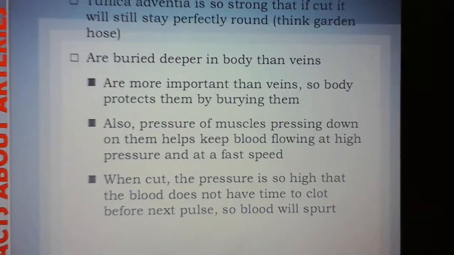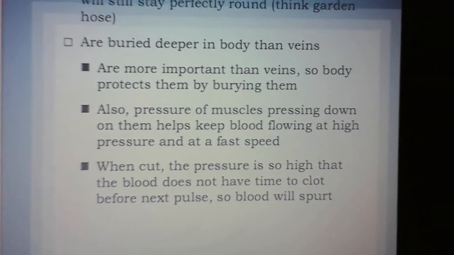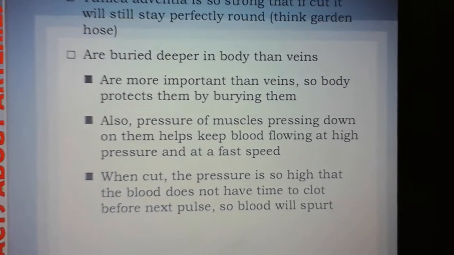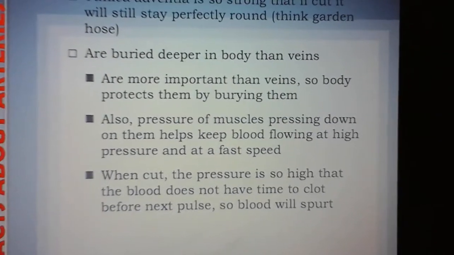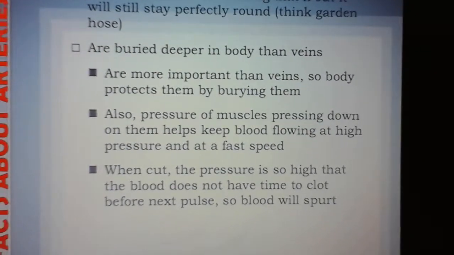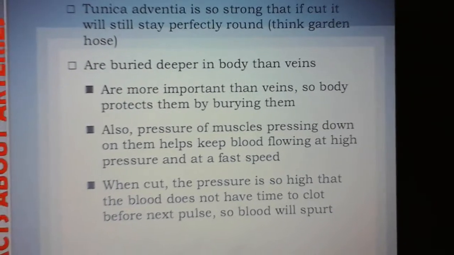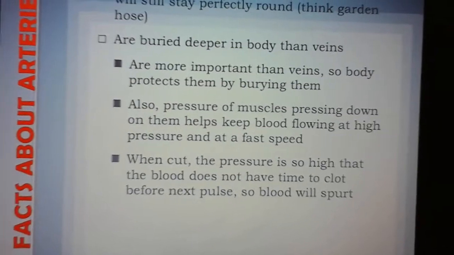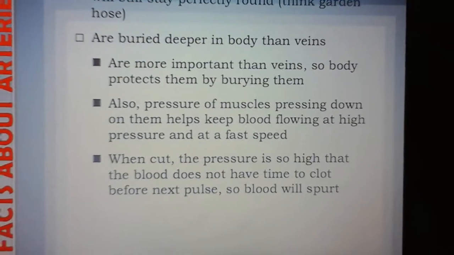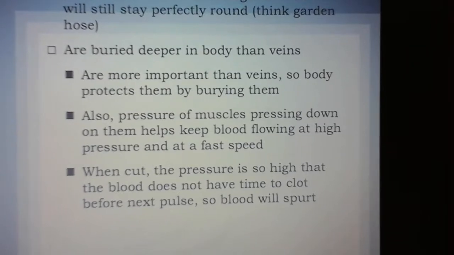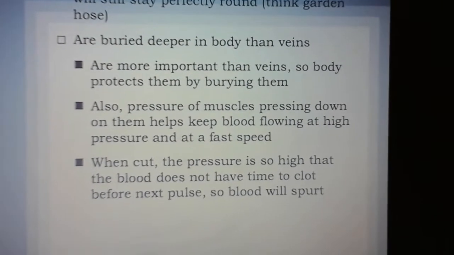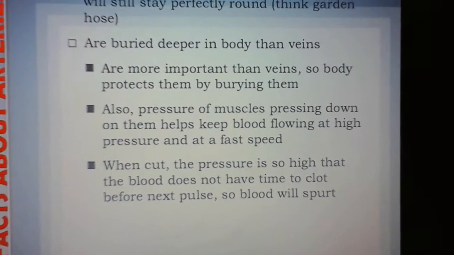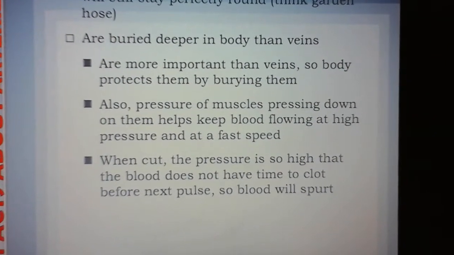Okay. So like I was saying, these guys are more important than veins because they tend to carry nutrients, so they're buried deeper in the body. It's really hard to cut an artery. Usually when you cut yourself, you've cut a vein or you've cut a capillary. Right? With arteries, since these are buried deeper, you have to really, really cut into your tissue in order to cut an artery. So it's rare to cut an artery, but when you do, it can be life-threatening because of all the nutrient-rich blood that's rushing through it. So they are more important than veins, so your body's going to protect them by burying them.